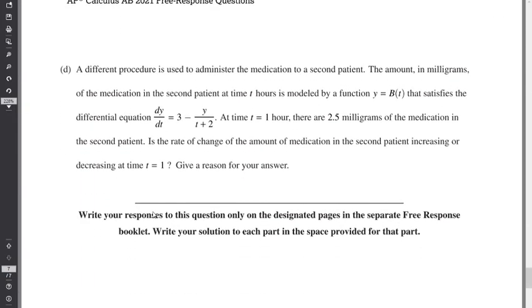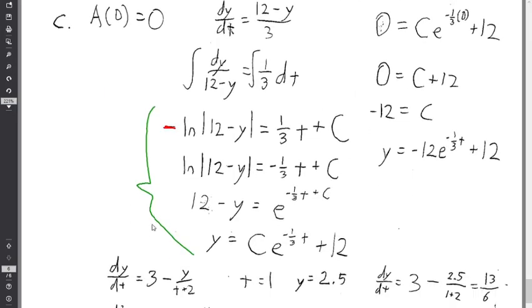And then part D, a different procedure is being used to administer medication. So we have a new equation. At t equals 1, there's 2.5 milligrams of medication in the second patient. So that means that y is 2.5 and t is 1, and it's asking, is the rate of change of the amount of medication in the second patient increasing or decreasing?